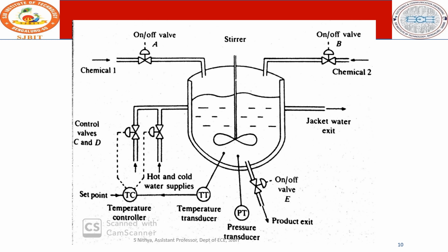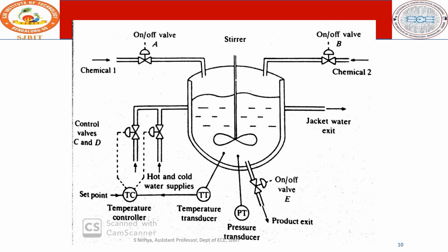The flow of materials into and out of the reactor vessel is regulated by valves A, B and E. Chemical 1 enters through valve A, chemical 2 through valve B, and the exit product, the reacted material, comes out through valve E. The temperature of the contents of the vessel and the pressure in the vessel are always monitored.